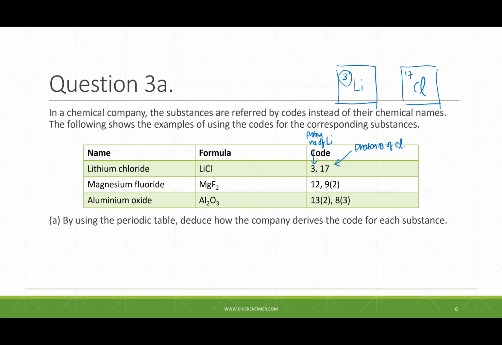Okay, so then the same thing, go look up magnesium and then fluorine and let me know what the numbers on top are. Magnesium is how much? 12. The proton number is 12. Fluorine? 9. Okay, so then we come to our code again. Look at the code. What is this, and what is this? The proton number of magnesium, the proton number of fluorine, and the number of fluorine atoms. Good.